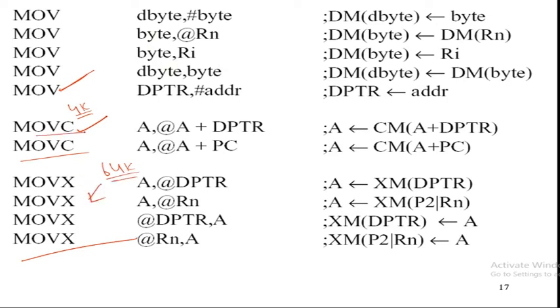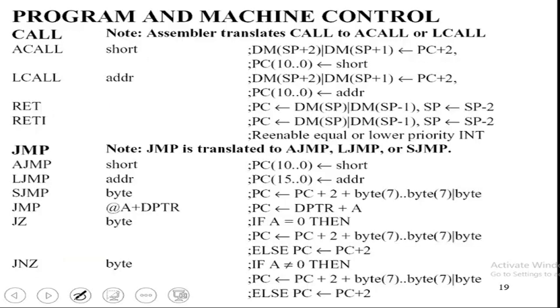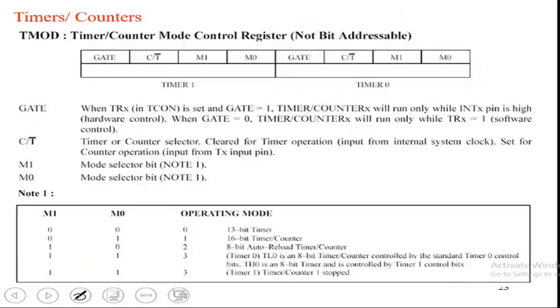Internal 4K is for MOVC, and if we use MOVX, we are handling 64 kilobytes of additional external memory. To handle this 4K, we have to use 2 registers, that is the data pointer and the program counter, and push and pop and jumping and calling. Okay, we will see while writing your program.